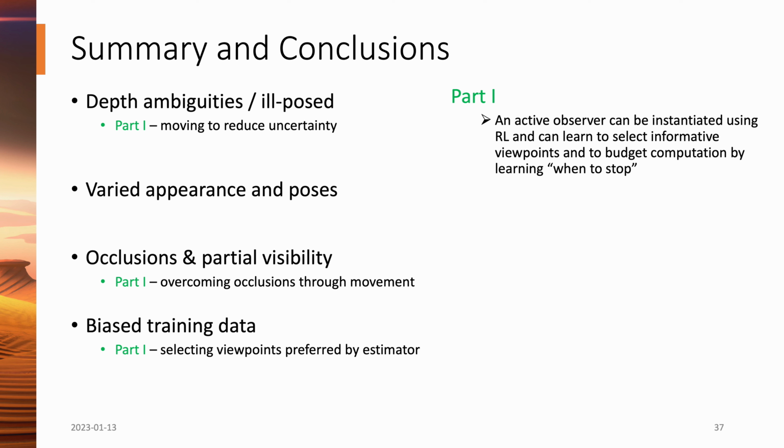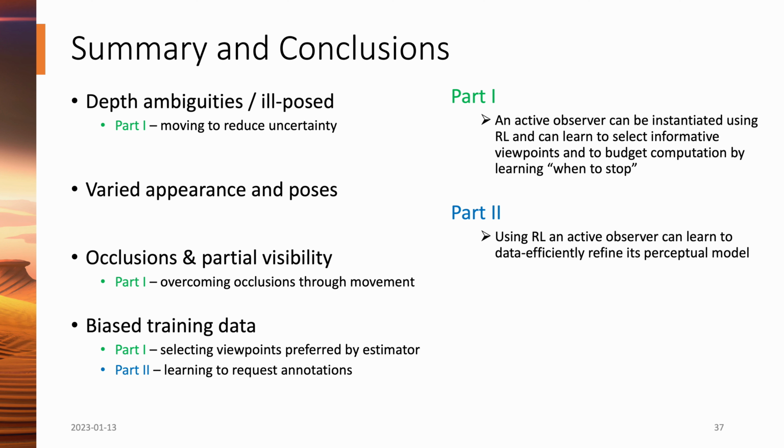Furthermore, the learned agent could move and explore the scene to avoid occlusions and problems stemming from partial visibility. And finally, it could mitigate viewpoint biases in the underlying pose estimator by moving and selecting viewpoints that were similar to those seen in the training data.